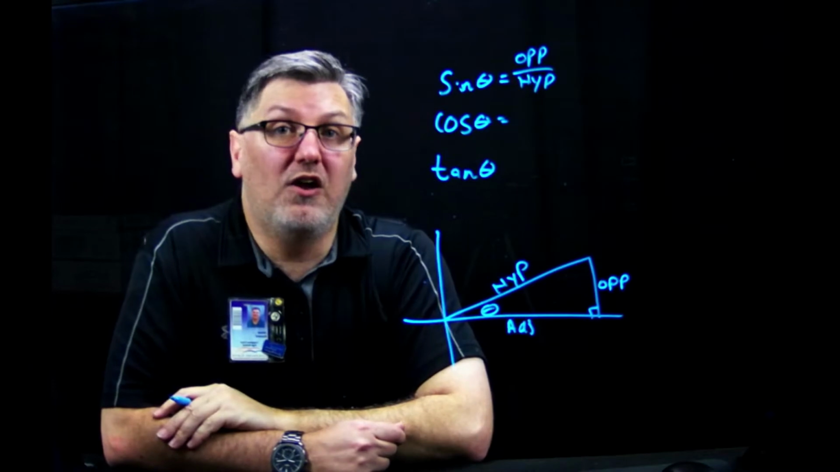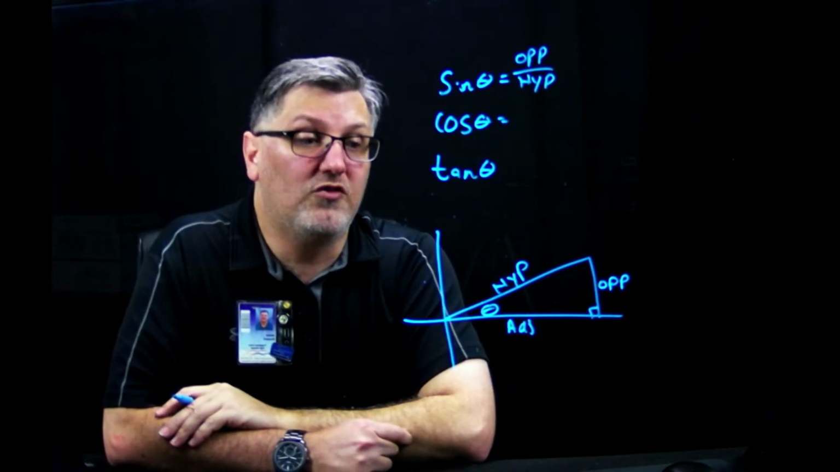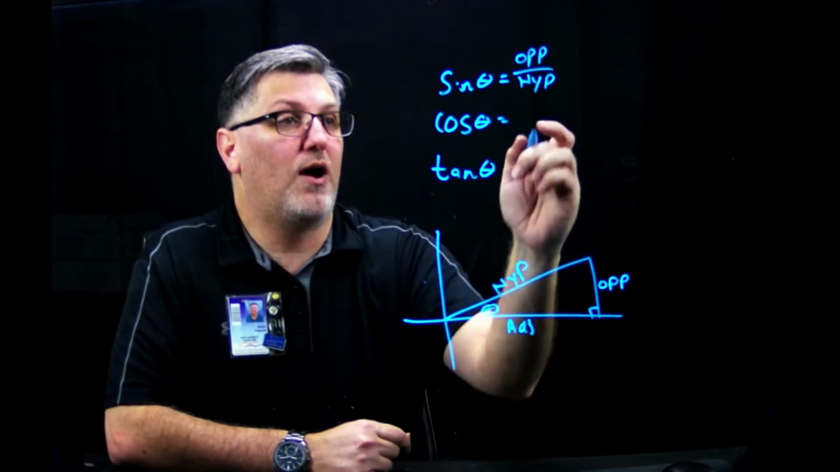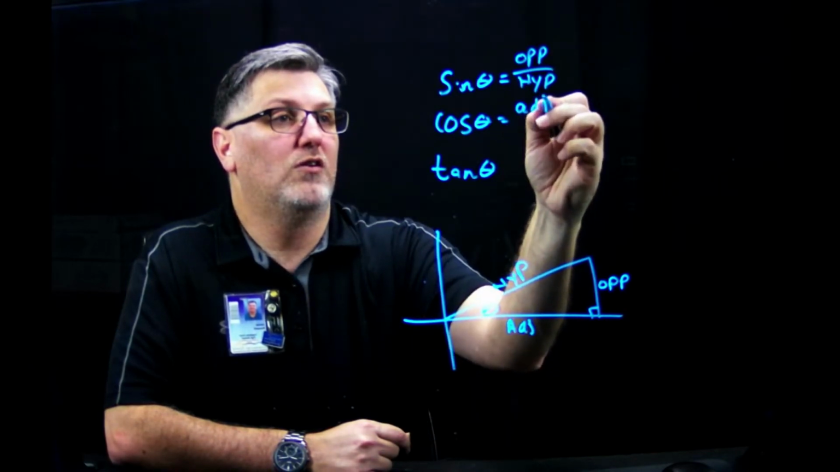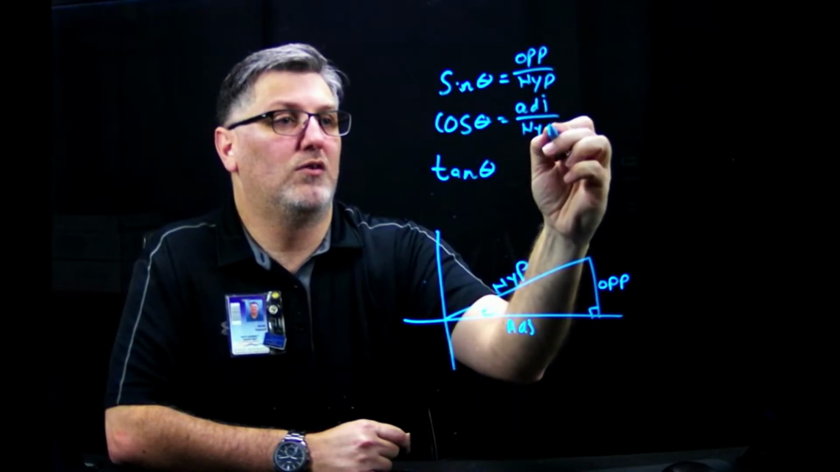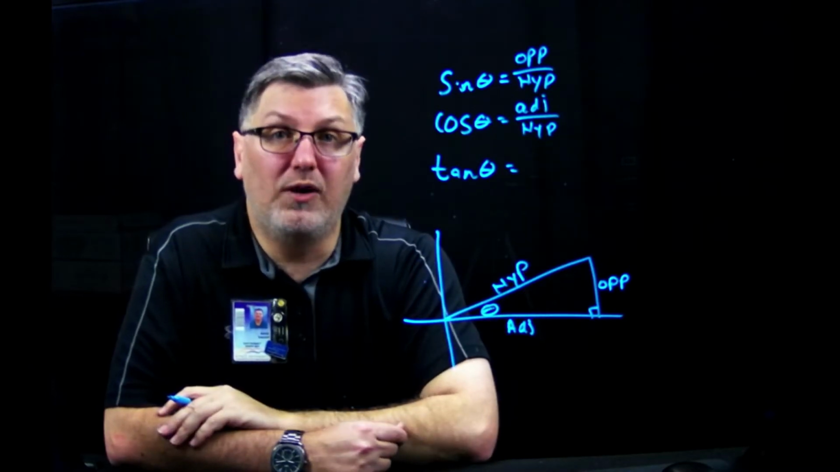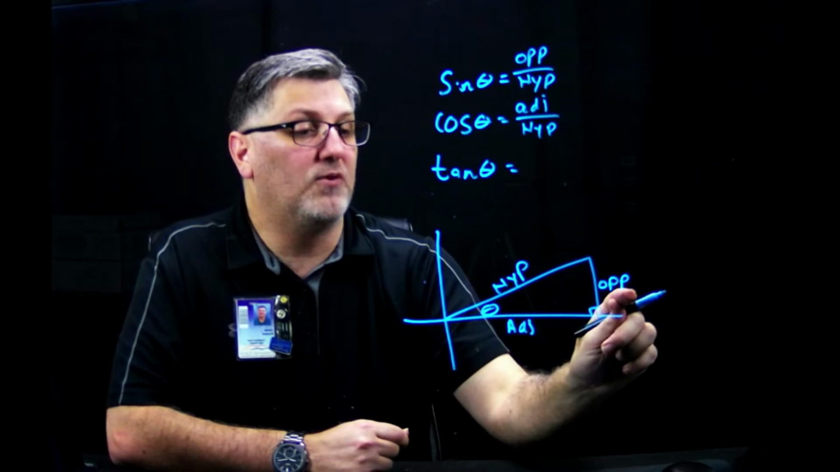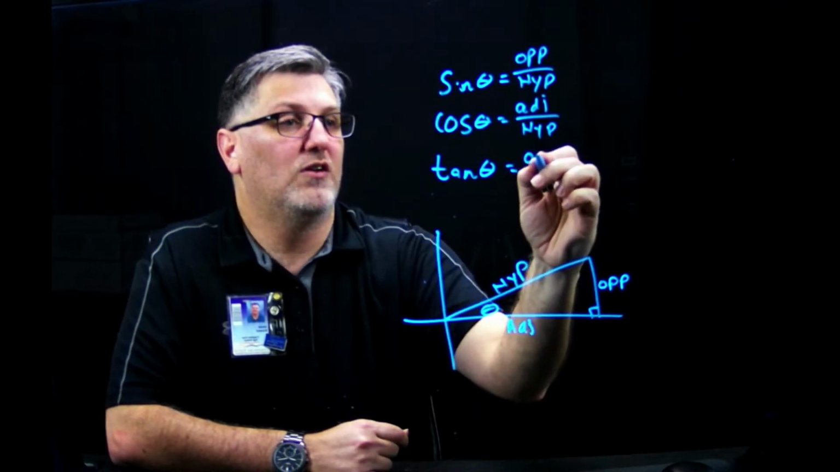Cosine is once again another ratio of 2 of the sides. Cosine is going to be a ratio of your adjacent divided by your hypotenuse. And tangent is a ratio also of 2 sides, and in this case it's going to be opposite over adjacent.